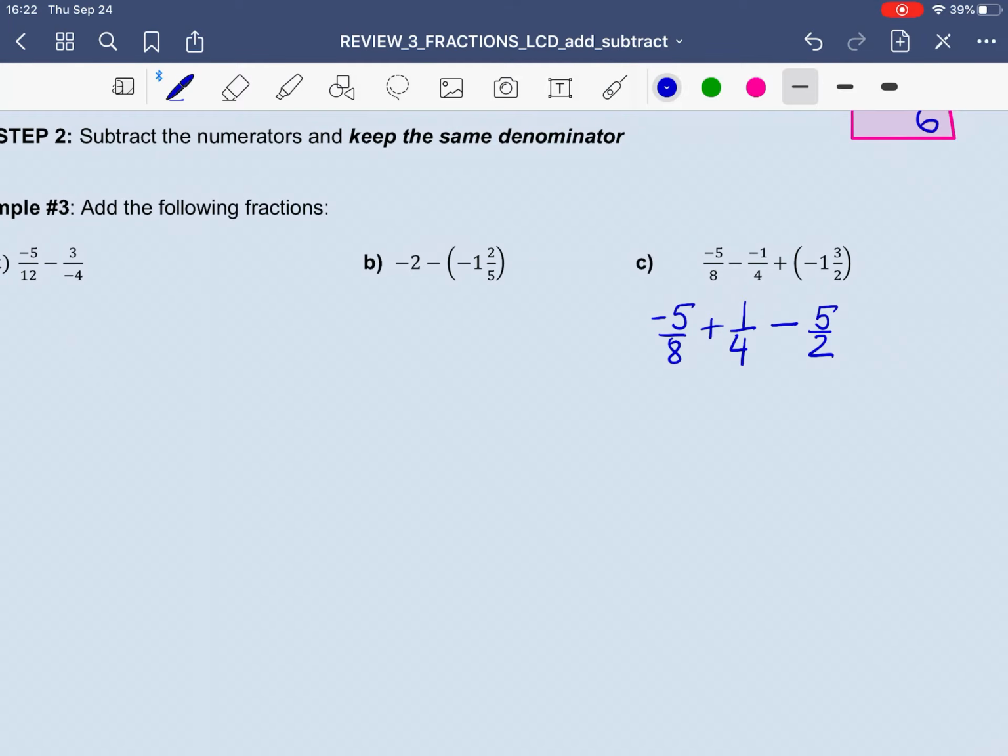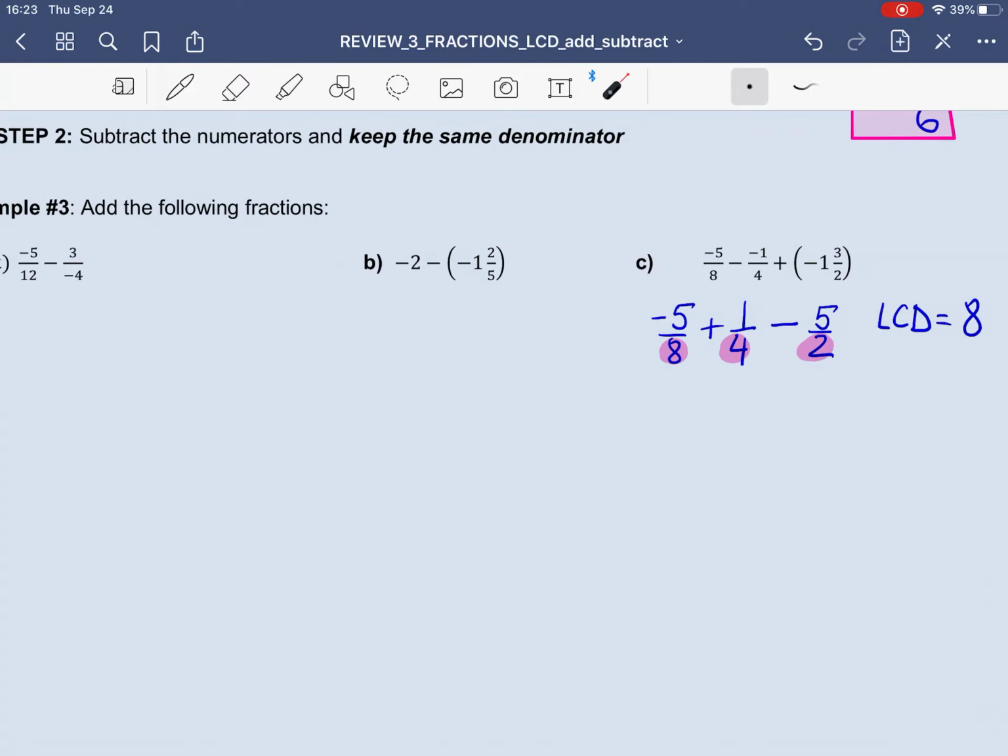And now we have to take care of the denominators, because in order to subtract or add, we need the denominators to be all the same. And we don't have the same denominators everywhere. Denominators are 8, 4, and 2. So the lowest common denominator will be the number 8. And that means we have to make each denominator 8.